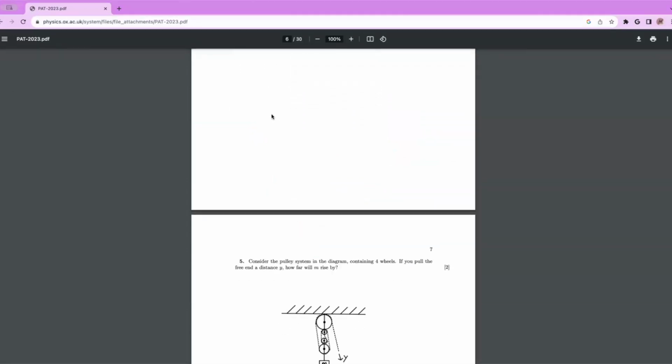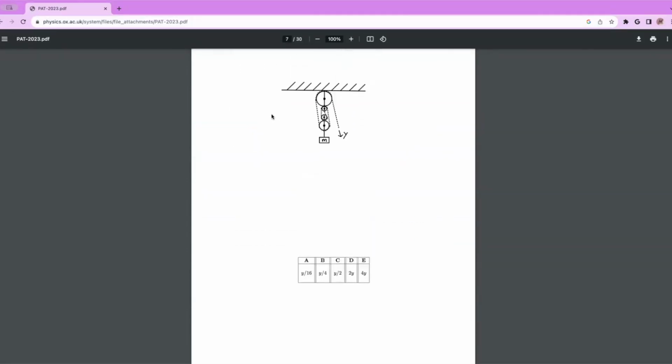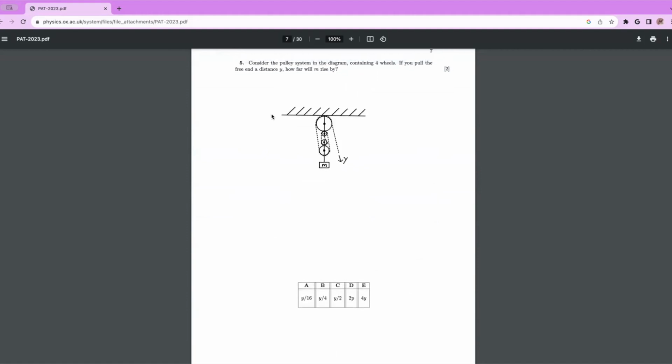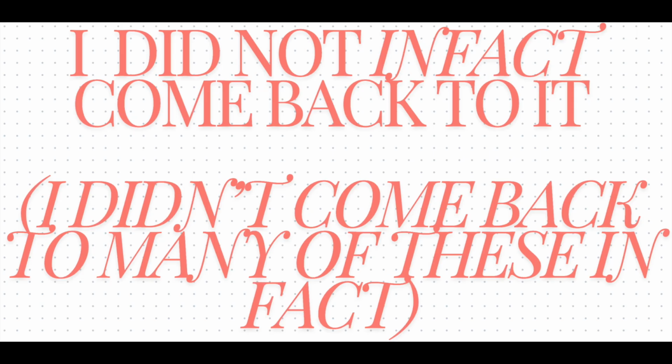Okie dokie, next problem. What is this? Consider the pulley system in the diagram containing 4 wheels. If you pull the free end a distance y, how far will m rise by? What? Okay, so I'm not going to do this one because I just don't know what this is asking, and I'm going to come back to it later, because why not?